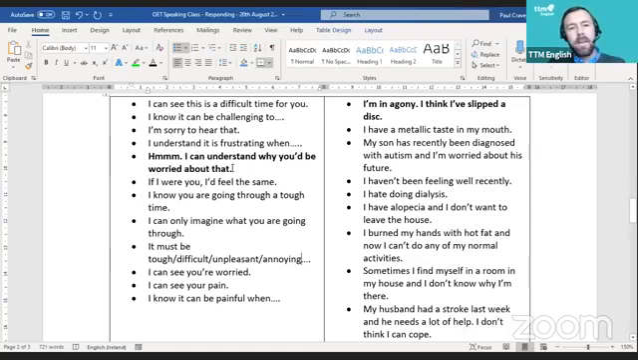So this one, I think, is good because if someone came to you and said, I have a metallic taste in my mouth, and they were really worried, all of you would probably think, I've seen more serious things. This person's really worried.